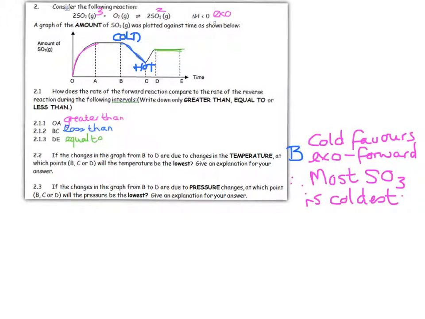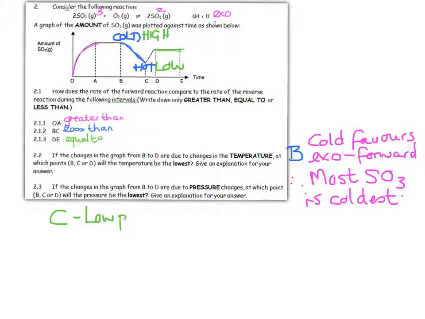If the changes in the graph are due to pressure, at which point will the pressure be the lowest? Given explanation. So pressure, we want 2 gas moles versus 3 gas moles. High pressure will favor lots of SO3. So that's high pressure. This is low pressure. And let's explain that. So the lowest pressure will be at point C.